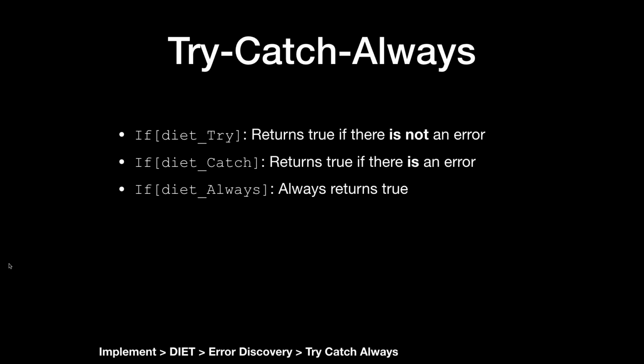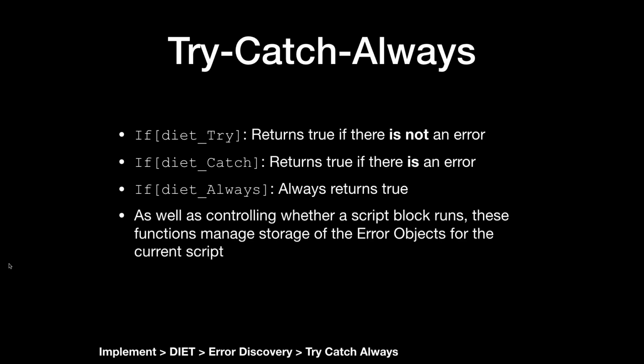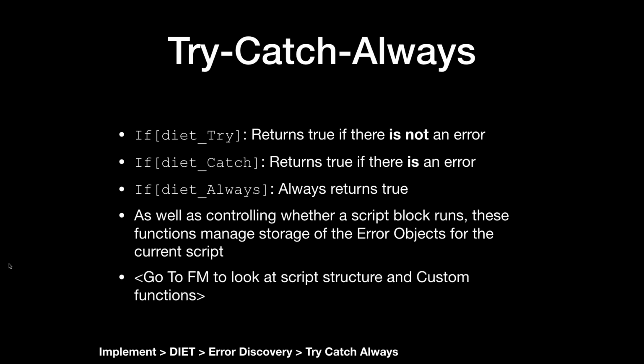So yeah, that's just how you still do your error tracking, but you also make sure that you can make something happen all the time. But it's still guarded by this block, right? That doesn't happen at the outer level. So as well as controlling whether a block runs, these functions handle all the storage of the error objects and the parsing of any script results that come in, for the current script only.